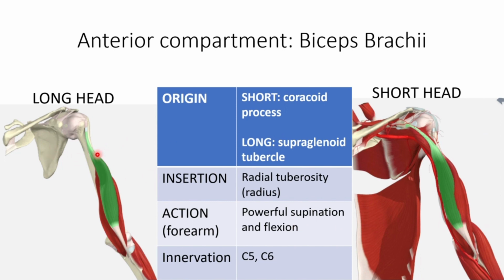The biceps brachii is innervated by the musculocutaneous nerve, derived from ventral primary rami C5 and C6, and its actions are to serve as a powerful supinator as well as a flexor of the elbow, particularly if the forearm is supinated. In addition, it acts to some extent as a flexor of the shoulder due to its attachment.